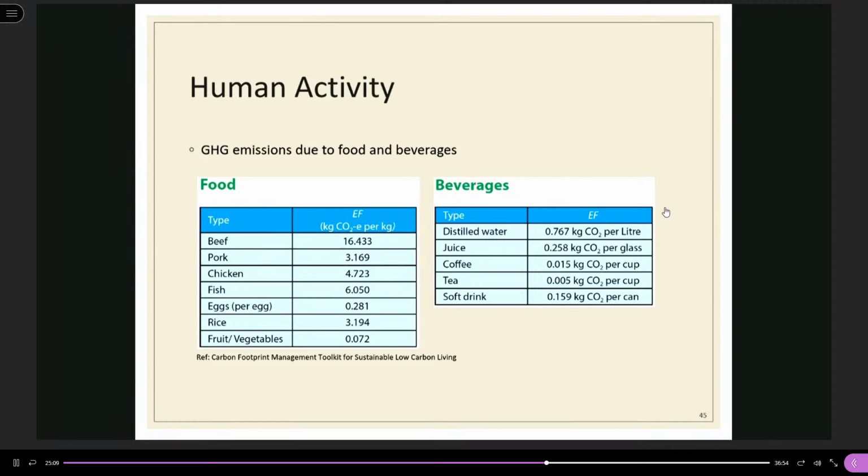And this is the greenhouse gas emission for food and beverages. Eating beef will result in the highest carbon dioxide emission, followed by chicken and then pork, and also fish. Fish also has a high value. But vegetables will be lower. So if you want to save the environment, then eat more vegetables and less meat. And distilled water actually has a high value compared to tea or coffee.